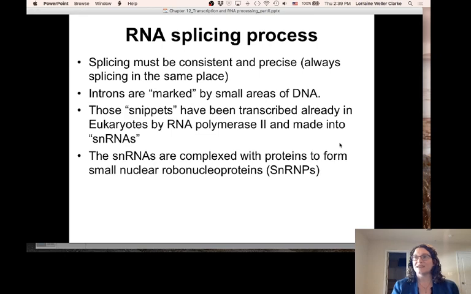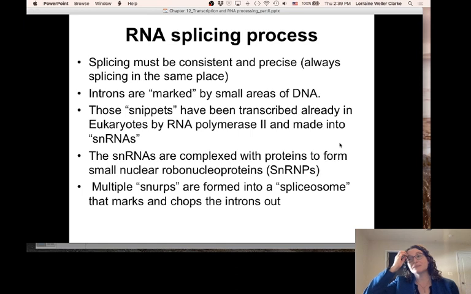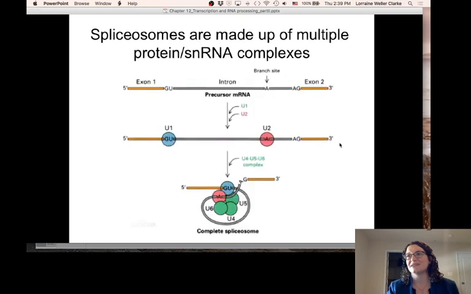Geneticists are weird, and they call these SNRPs. Multiple SNRPs are formed into a spliceosome. Those SNRPs join, they link onto the different parts, and basically they make loops, similar to what we saw in the messenger RNA. They make loops and they chop the introns out based on where the different SNRPs are attached to the RNA.